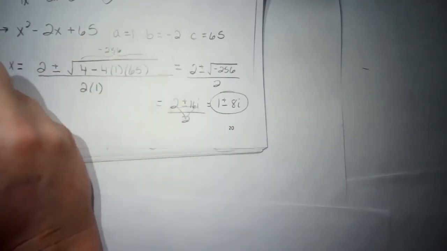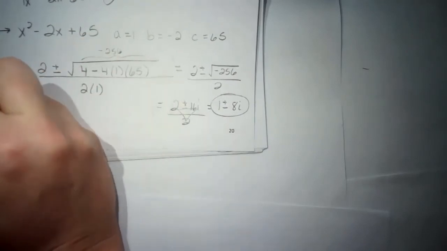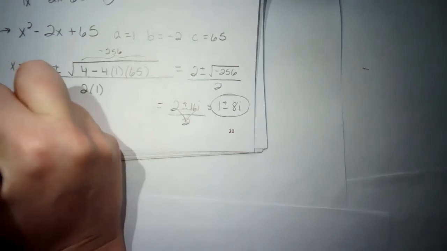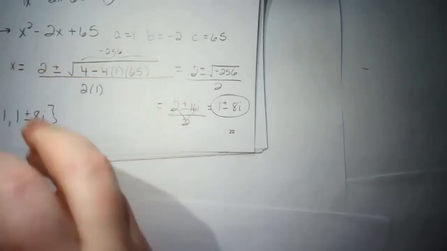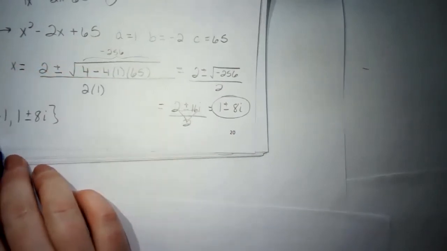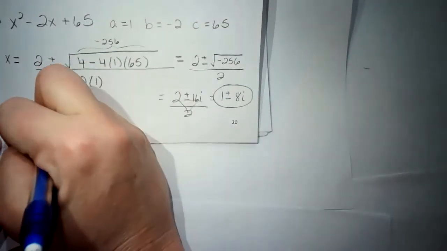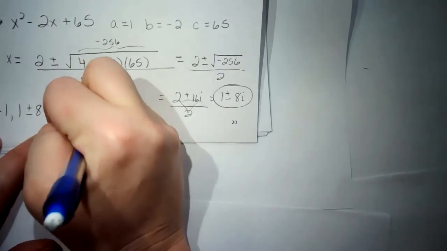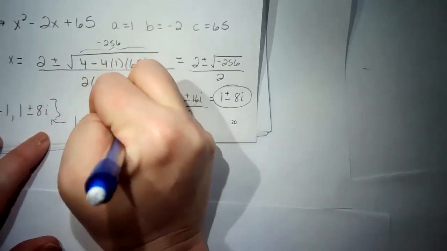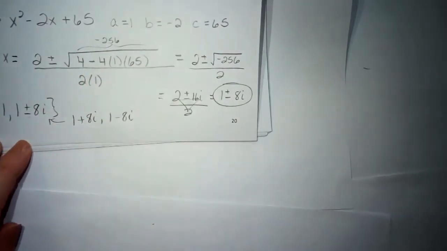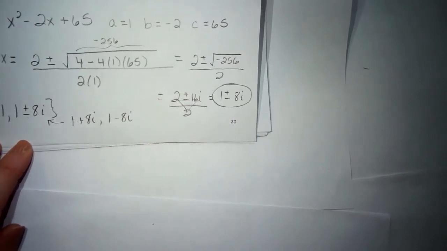So my answers are going to look like this. -1, which you only have to list once. And then you can do it this way if you want to. If you don't like listing them like this, you can do 1 plus 8i, 1 minus 8i. You can separate them if you want to. And those are your answers.